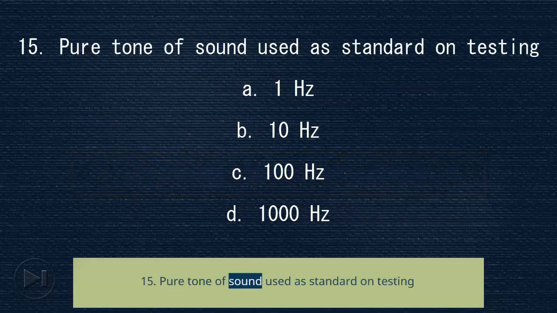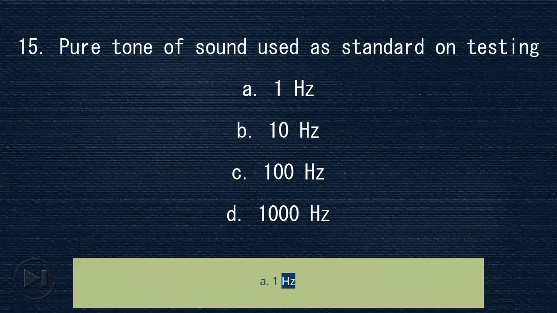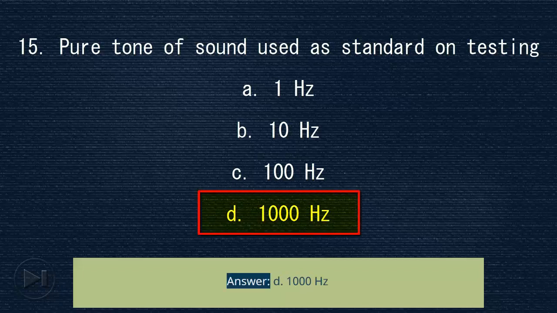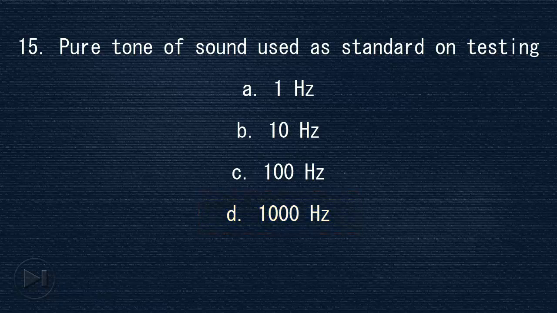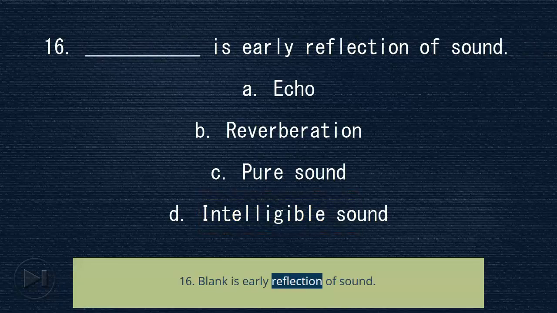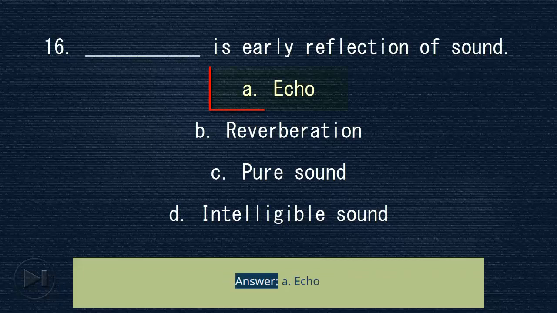15. Pure tone of sound used as standard on testing. A. 1 Hz. B. 10 Hz. C. 100 Hz. D. 1000 Hz. Answer: D. 1000 Hz. 16. Blank is early reflection of sound. A. Echo. B. Reverberation. C. Pure sound. D. Intelligible sound. Answer: A. Echo.